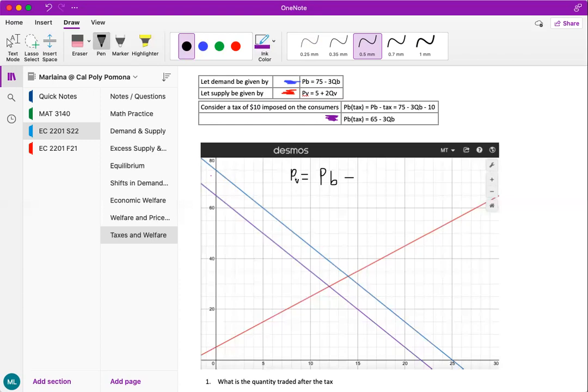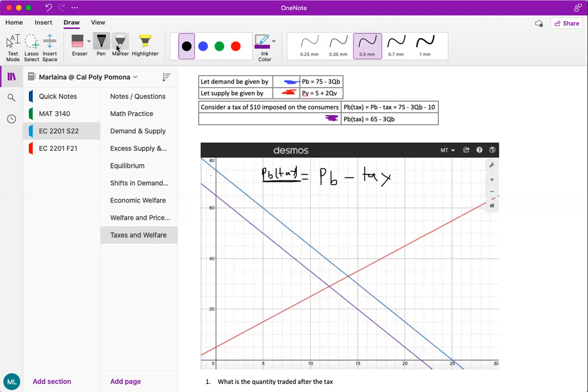So once the tax is imposed, the person making the sandwich is only getting to keep what you were willing to pay minus your tax. I wrote this as PV for lack of a better term. But really, this is your PB after your tax. I'm just going to write it out like this. So this PB minus tax is what the vendors or the suppliers are actually receiving.